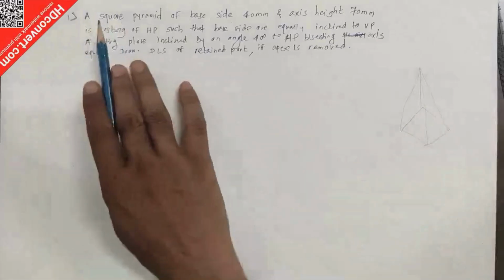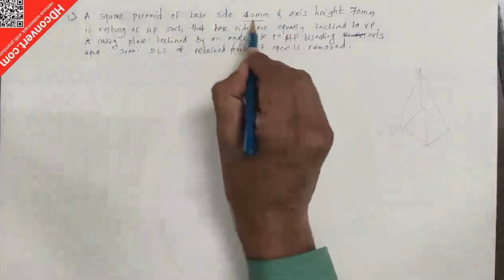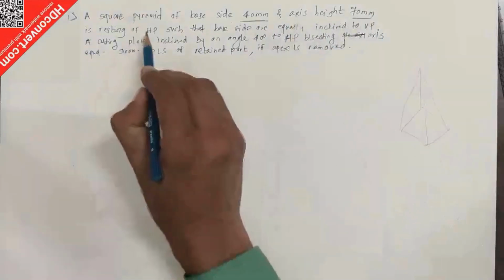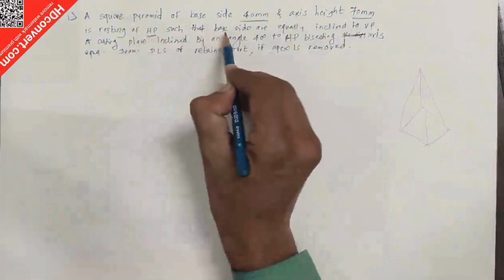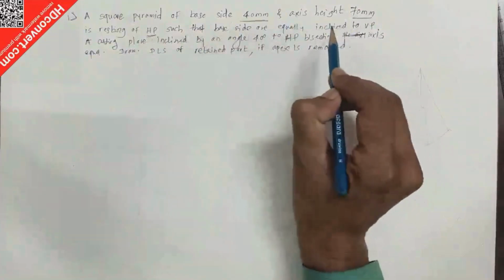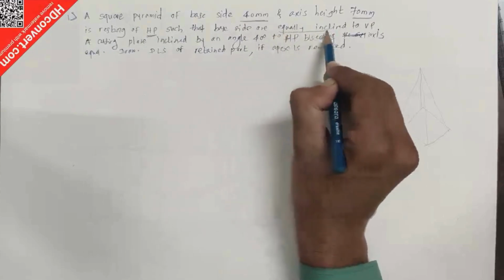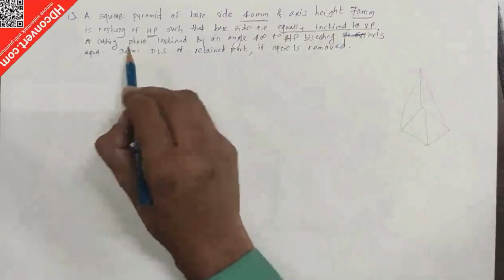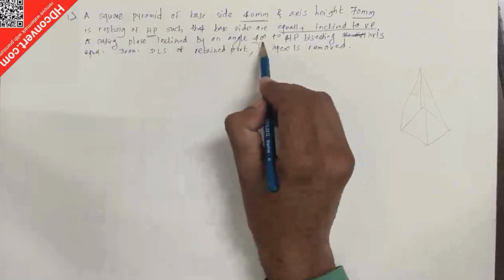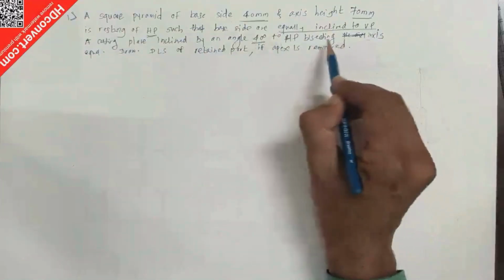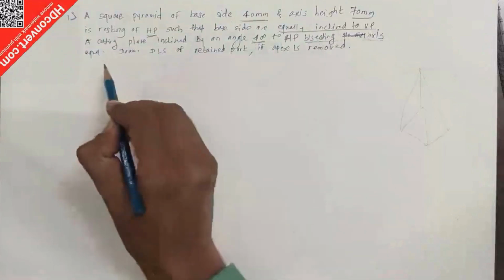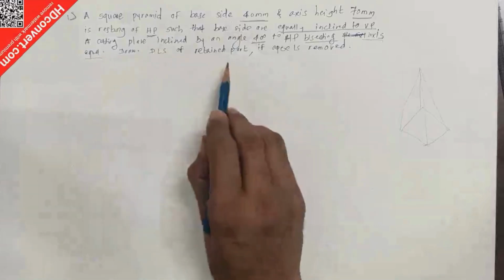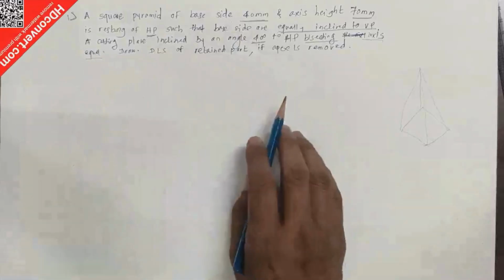So what is the problem statement? A square pyramid of base side 40 mm, and axis height 70 mm, resting on HP such that the base sides are equally inclined to VP. So this statement is important. I underline that sentence, equally inclined to VP. A cutting plane inclined by an angle of 40 degrees to the HP, bisecting the axis equally, and draw the DLS of the retained part if the apex is removed.